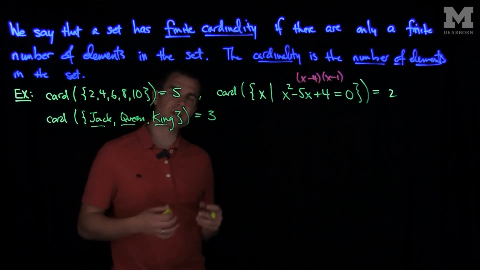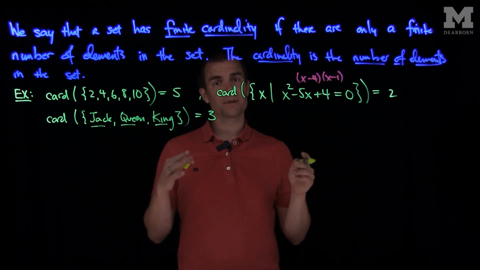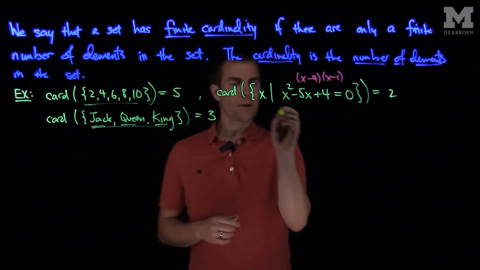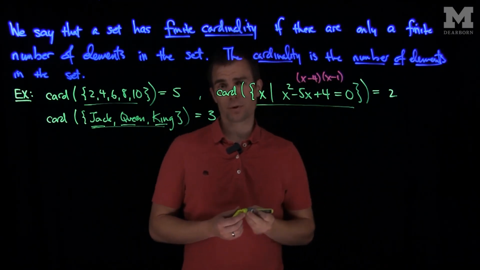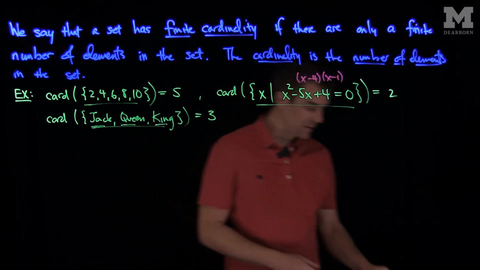So in general, if a set has finite cardinality, all you need to do is look at the set and find all the elements in the set. Sometimes it'll be explicit, as in these 2 examples over here. Other times it'll be implicit with something like set builder notation. You have to actually satisfy a condition to find out the number of elements in the set.